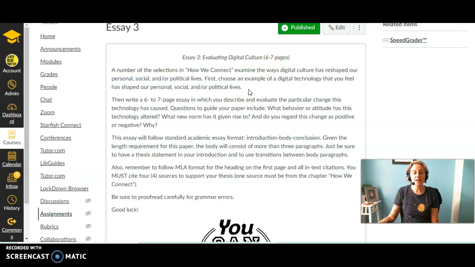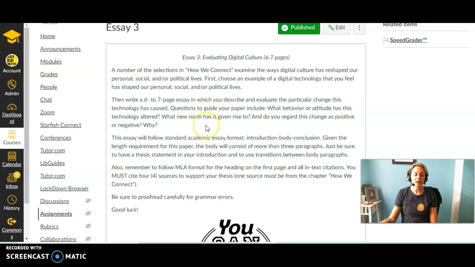And what you're looking at here is you're picking a part of digital culture. It could be something like a social media app. It could be a video conferencing tool. One time somebody wrote about cryptocurrencies. It could be the devices themselves, smartphones, tablets, that sort of thing. And you're describing, giving some historical context, the invention, if you will, of the technology you chose. And then the bulk of the paper is you critically thinking and evaluating the change or changes that you think this technology has brought about in our society.